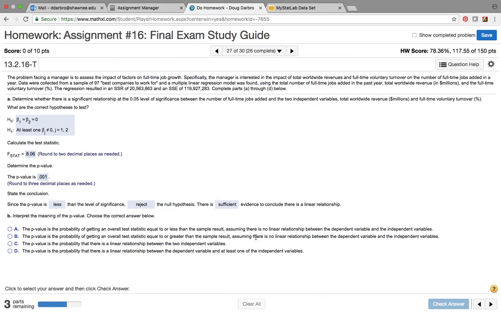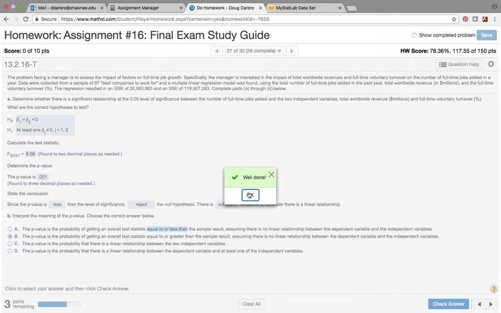Interpret the meaning of the p-value. The p-value is the probability of getting an overall test statistic equal to or less than... That can't be true. The p-value is the probability of getting an overall statistic equal to or greater than the sample result, assuming there is no relationship. The p-value is the probability that there is a linear relationship between... That's not true. So, guys, this one seems to make the most sense to me.